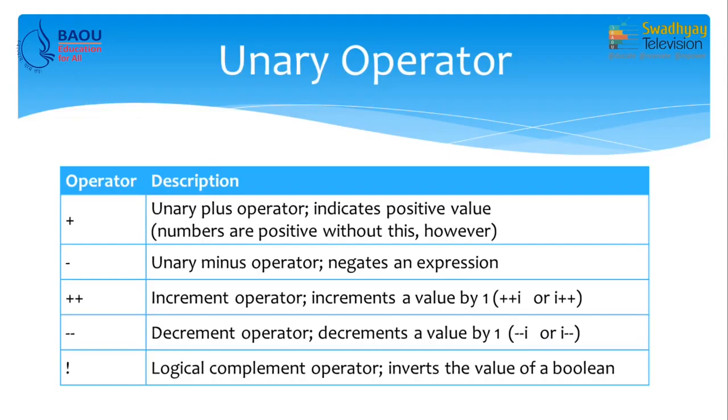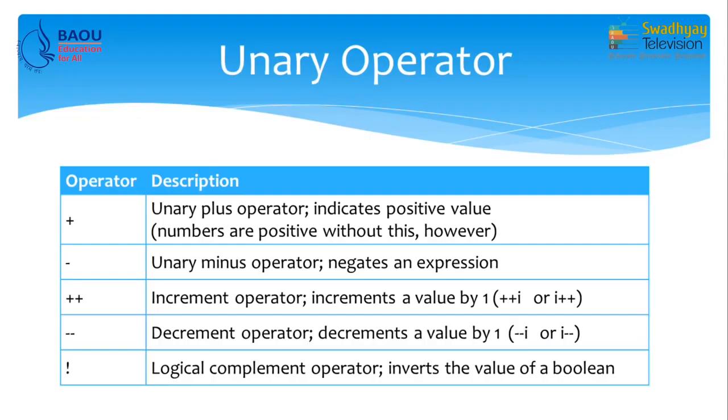It takes only one operand, and in unary operator we have increment operator, decrement operator, we have bitwise complement operator, we have not or logical not operator. So, all these are examples of unary operator. Now, we see these operators on screen.